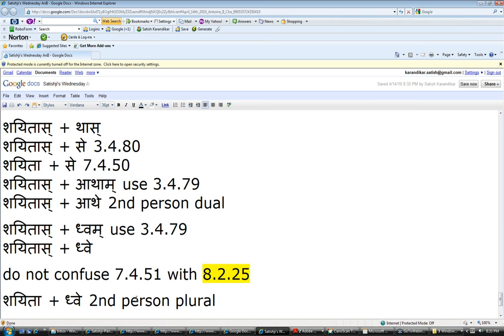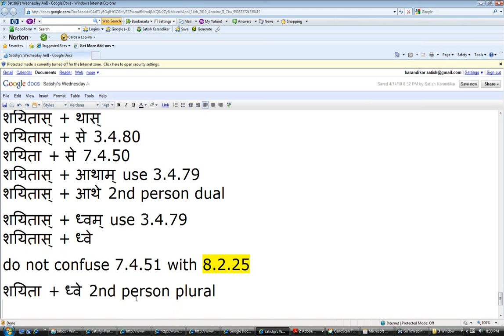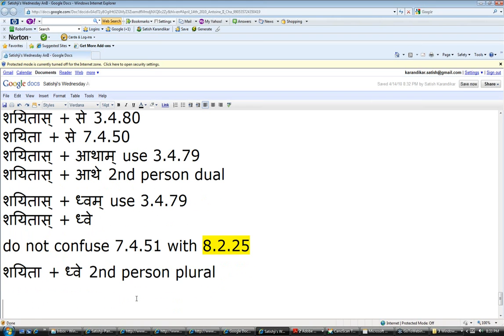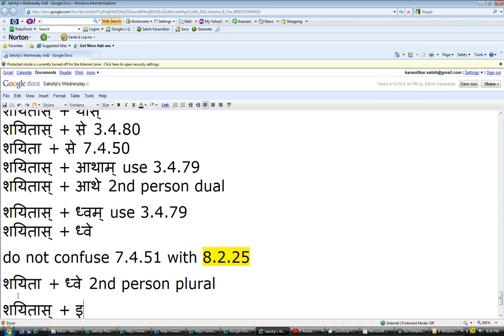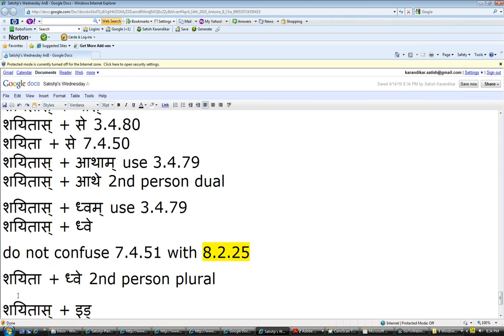So Shayita Dve. If you come back to the first person singular, we have the Shayitas. That will not change. The Shayita, that common work is not going to change. That is going to similarly stay. And then we have the Shayitas plus id vahi mahi, right? So we have to start with the id. And then we do the halantyam.